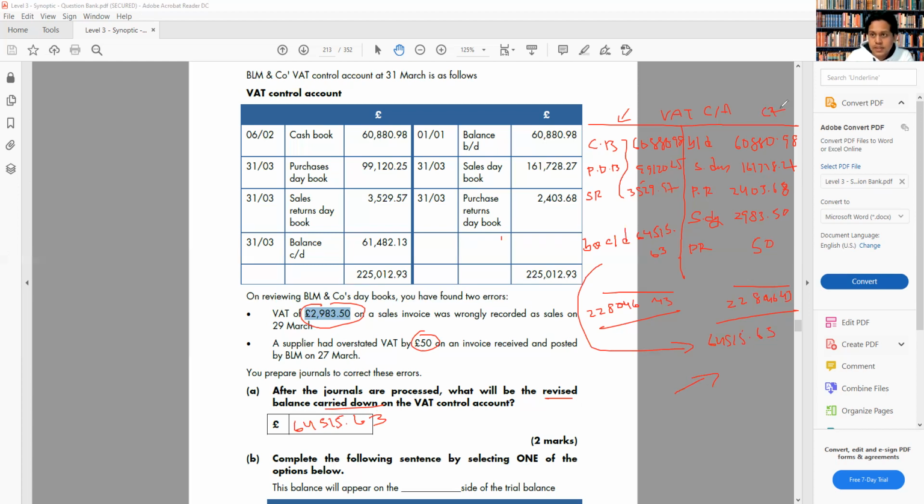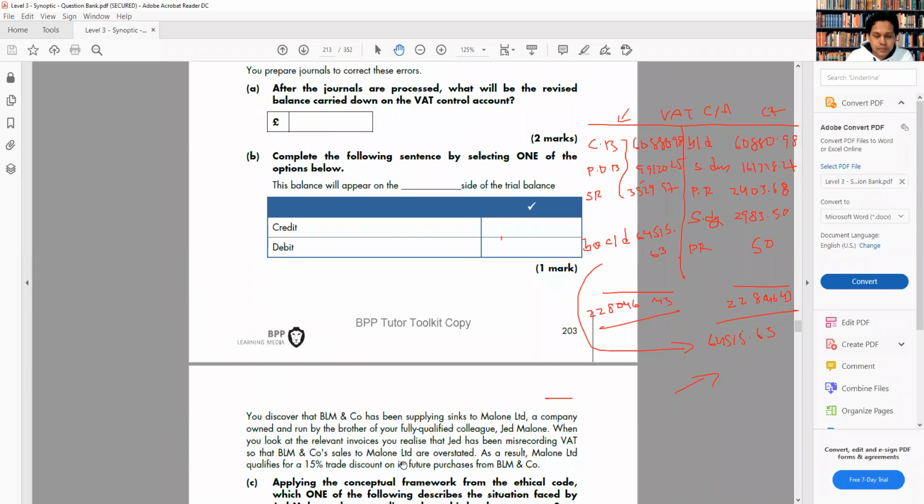So the next question is asking what balance it is. Is it a debit balance or a credit balance? We said it is a credit balance. That's it. Let's move to the next one.